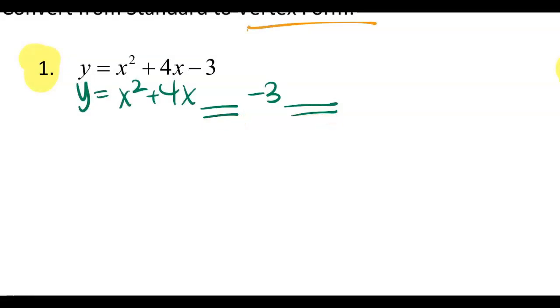So we're going to make this 4 over 2 squared. That is your b value over 2 squared. Well, your b is 4, and 2 squared is going to give me 4.